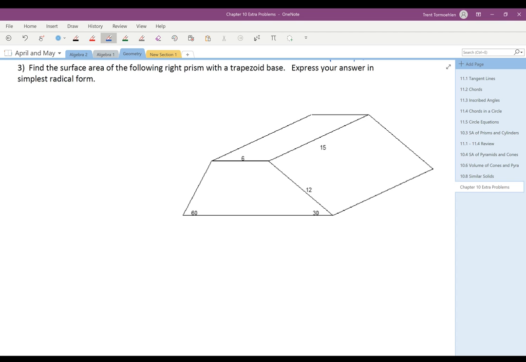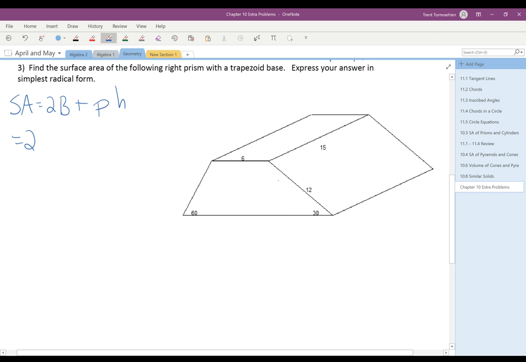Okay, so we're trying to find the surface area of a right prism. And so again, on this one, we're going to use the formula. The surface area of a prism is 2 times the area of the base plus the perimeter of the base times the height. For this problem, our base is the trapezoid.